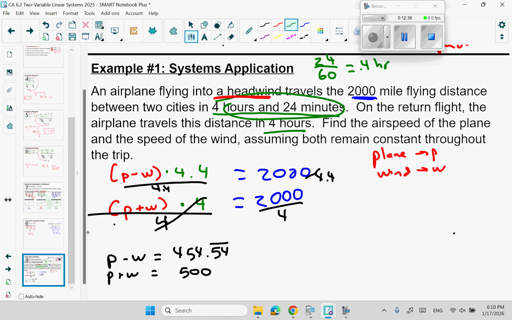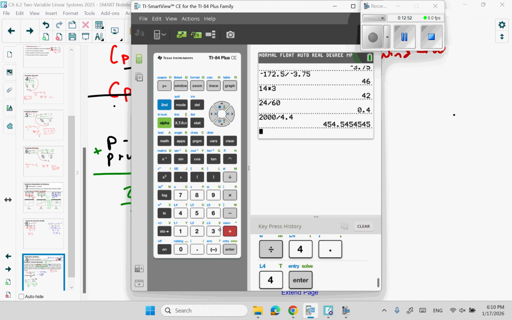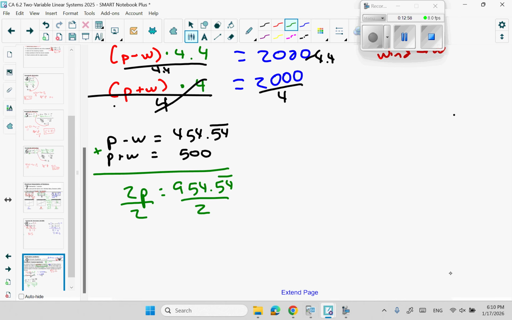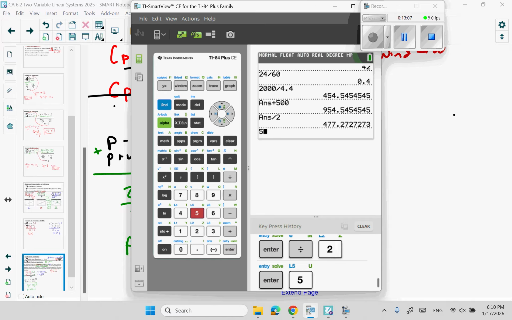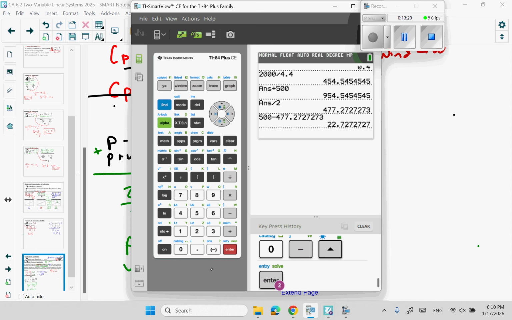Well, from there, it's just systems of equations. So I can just add the equations together because my W's are going to cancel. So I get 2P equals 954.54 repeating. So I can just divide by 2. Plus 500 divided by 2. So we get a plane speed of 477.27. And if I know that, I could do 500 minus that speed. And the wind speed has to be 22.72.